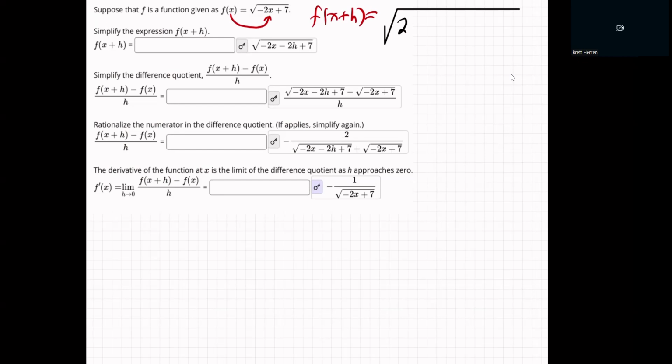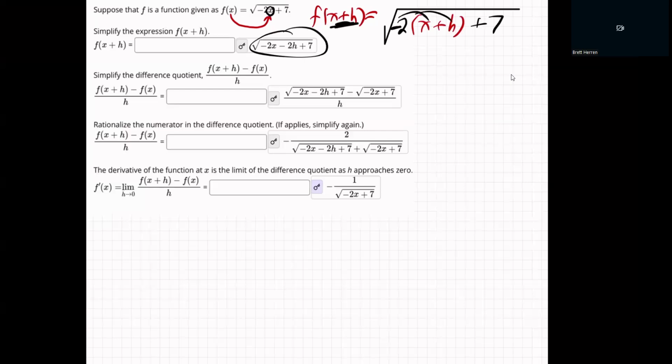The square root of minus 2x, plus h, plus 7. I just plugged in the x plus h, right? That's what it means. When you put x plus h in the parentheses, you just plug that into the x slot and then distribute. And so we get that. Just distribute that minus 2, and there we go. So now that's the first one. We're off and running. Now they're going to get a lot uglier.